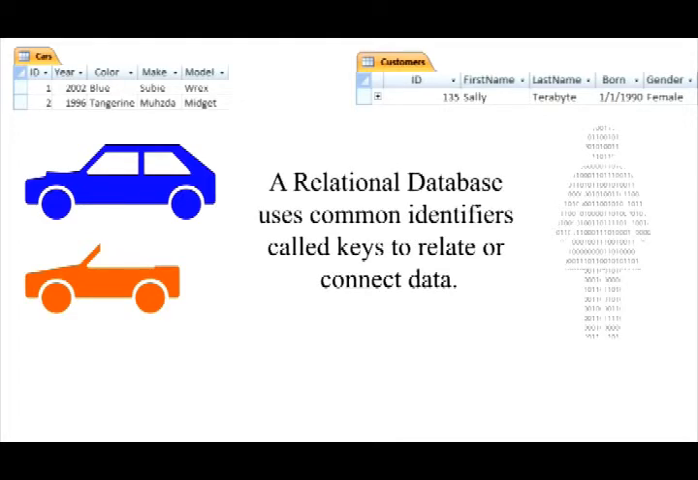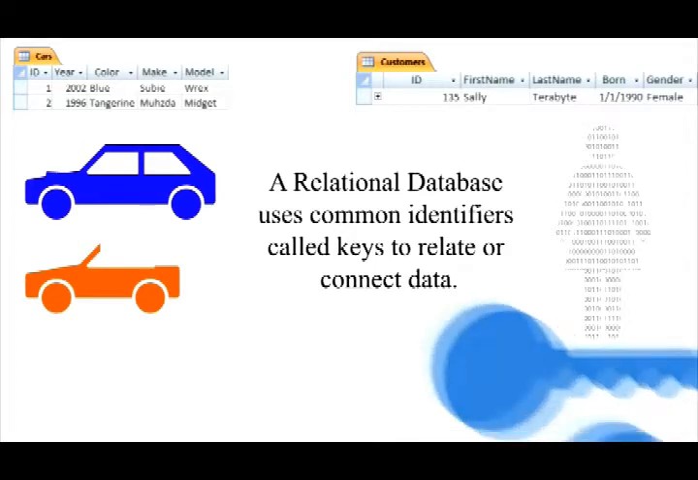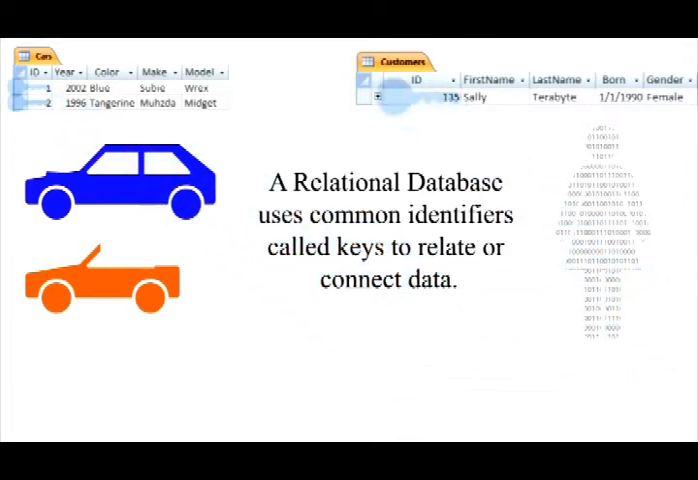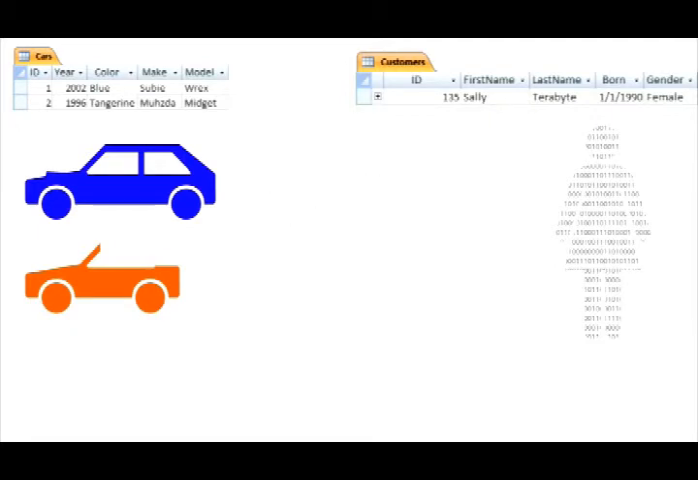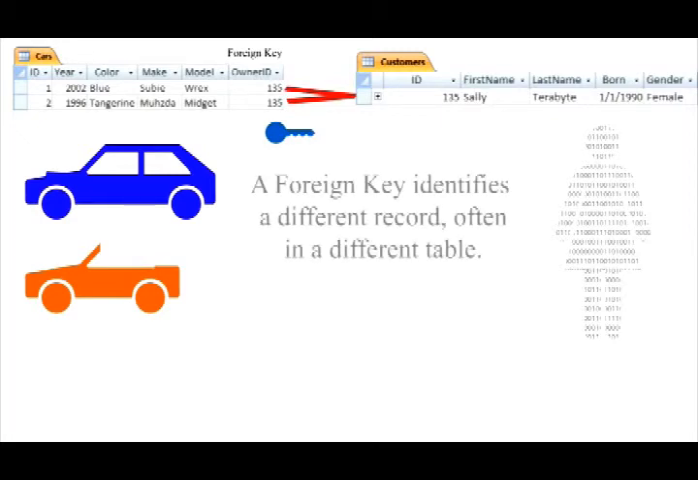A relational database connects pieces of data using common identifiers called keys. A database keeps data valid by enforcing rules. A relationship is one kind of rule that governs how data can be related to other data. Now that Jack has his data about Sally split into two tables, he needs to create a relationship between the cars and customers table. He does this by creating a foreign key field in the cars table. A foreign key identifies a different related record, often in a different table, such as a customer record in the customer table.